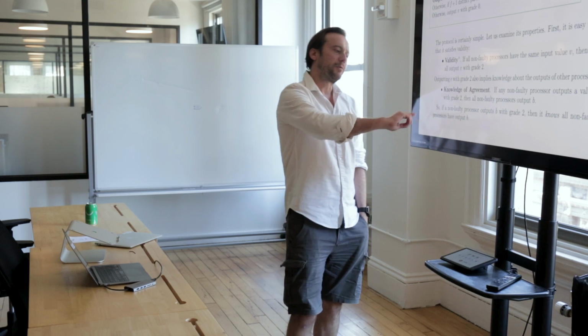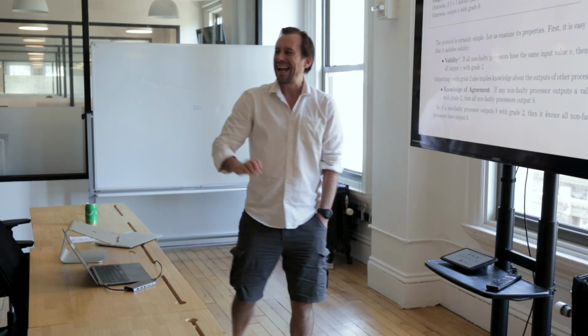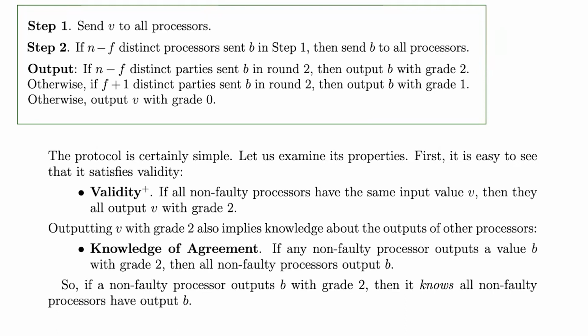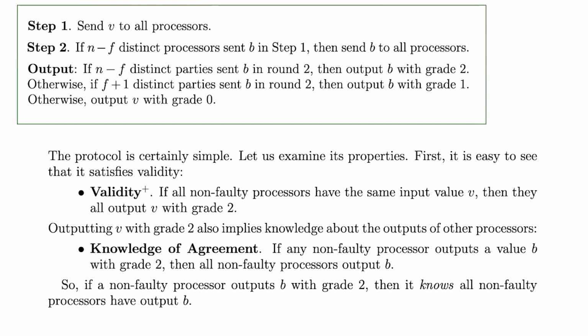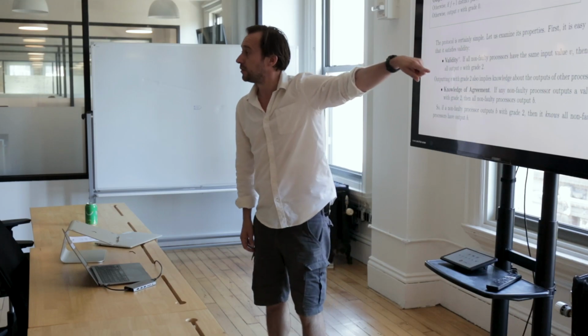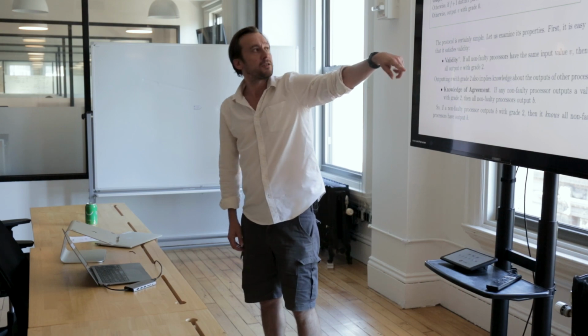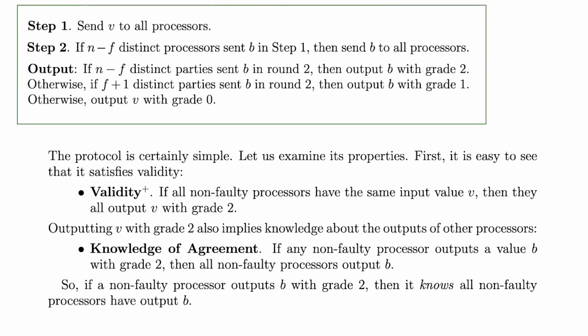So what that means is, if a non-faulty processor outputs B with grade 2, then it knows that all non-faulty processors have output B. And this is useful knowledge, right? We're trying to get to agree with each other. We're not quite sure where other people are in the process. But here we know that if a non-faulty processor outputs B with grade 2, after this really simple two-step protocol, then all non-faulty processors have that same output. And if they all start with the same input, then they will output with grade 2 as well. So far we've got a simple protocol: everybody starts with the same input, they all end with that same value, and they all know that they have the same value at the end.